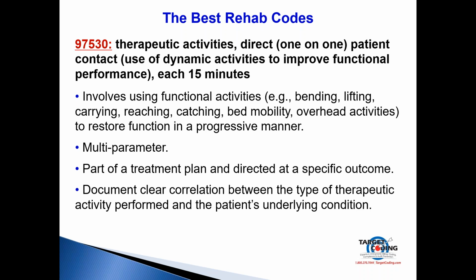It's a multi-parameter code, so you have to accomplish at least 2 parameters, and it has to be related to some sort of functional activity. This particular CPT code has the highest RVU. If you look in fee schedules across the country, this one pays the most out of all of them. It should be part of a treatment plan directed at a specific outcome. Document clear correlation between the type of therapeutic activity performed and the patient's underlying condition.